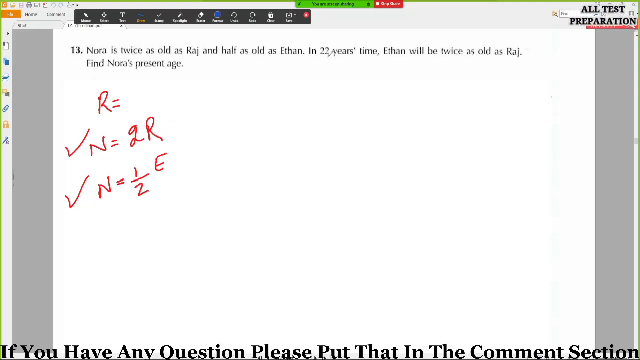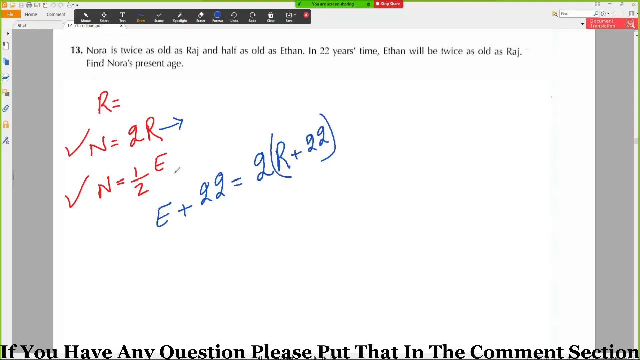Okay. In 22 year time, Ethan will be twice as old as Raj. Find the Nora present age. We will need to find the Nora age. So यहाँ से okay, in 22 year time, तो it means के अच्छा, after 22 years तो Ethan का age ये हो जाएगा. Okay, Ethan will be twice as old as Raj.